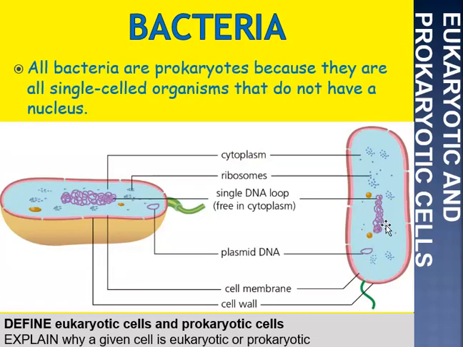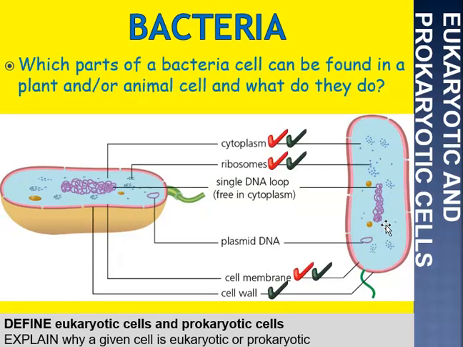Okay, so this is a diagram of a bacteria. So all bacteria are prokaryotes because they are all single-celled organisms that do not have a nucleus. What you will see though is that they contain some similar features to other plant and animal cells. So hopefully you will recognise some of those words, cytoplasm, ribosomes, cell membrane, cell wall, are all found in either plant and animal cells or just plant cells, which we are going to look at now. But again, this structure you need to know.